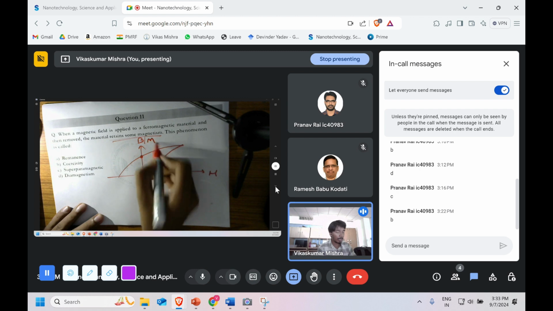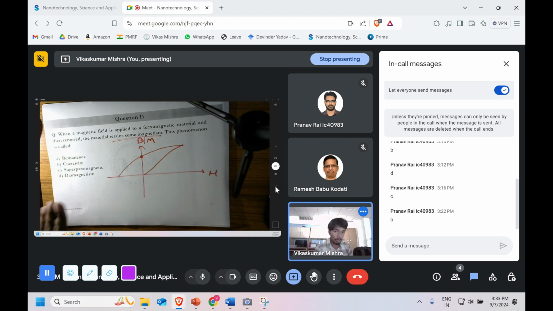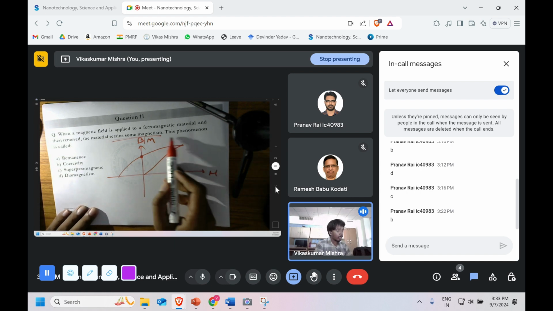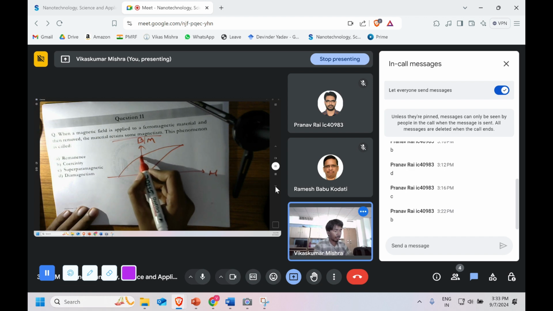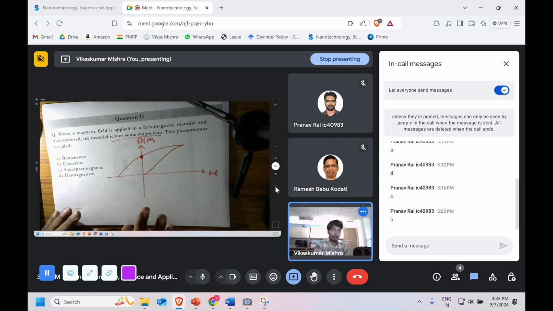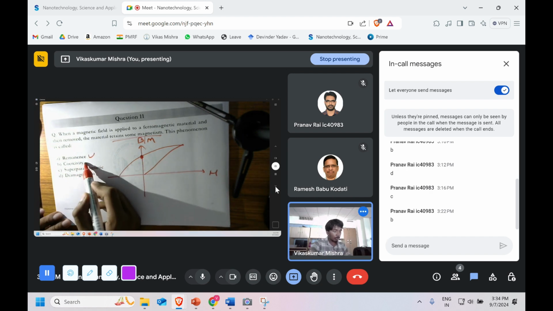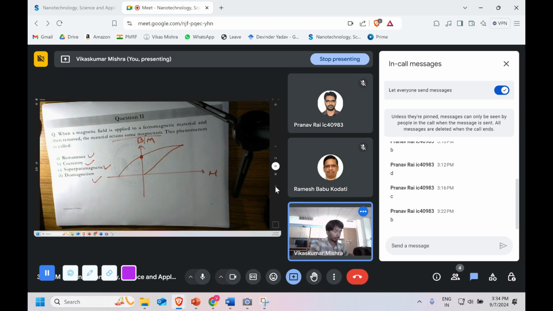Instead of B, we can plot M also. The pattern of the hysteresis curve will look similar. So this particular thing which is left over, even though we remove the magnetic field, what is this phenomenon called? Remnants, coercivity, superparamagnetism, or diamagnetism. What are these particular things?